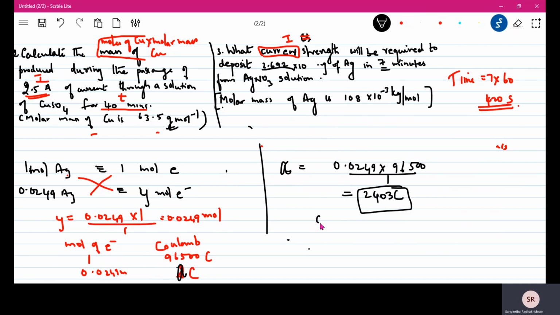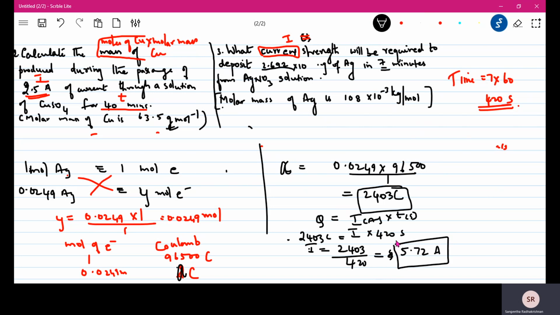Okay, and we know that quantity of electricity is I in amperes into time in seconds. Quantity you know, 2403 coulomb. I we do not know, and we know the time, that is 420 seconds. So I will be equal to 2403 upon 420, that will be equal to 5.72 ampere. I hope you understood. Thank you very much.